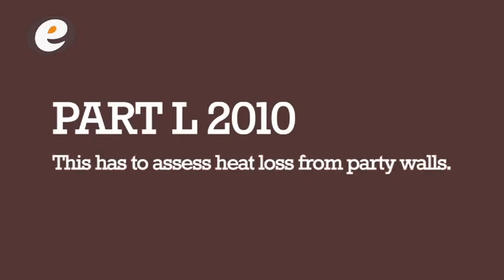It was found that heat seeped through into the cavity and then rose out of the cavity and into the loft and escaped. That meant that the U value for an unfilled and unsealed party wall was in the region of 0.5 to 0.63, and that's a huge amount of heat loss that we weren't taking any account of under Part L 2006. So, under Part L 2010, we now have to assess the heat loss from a party wall.